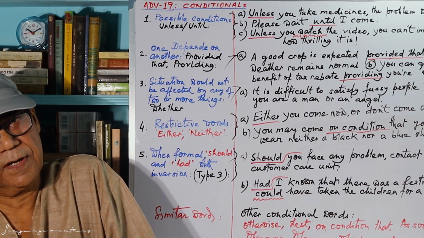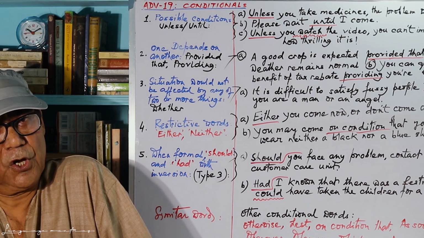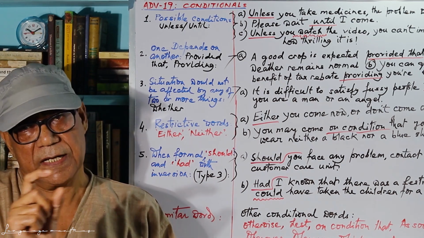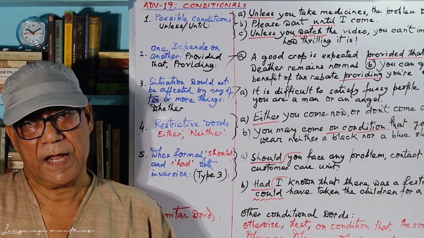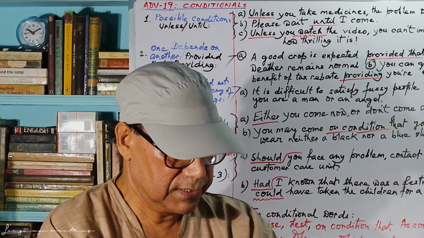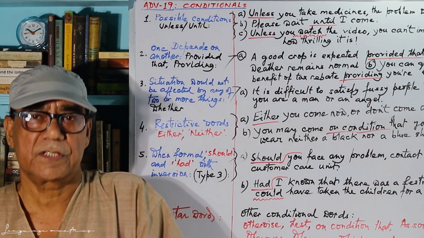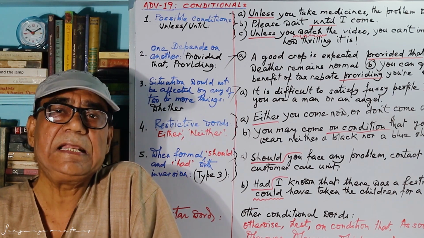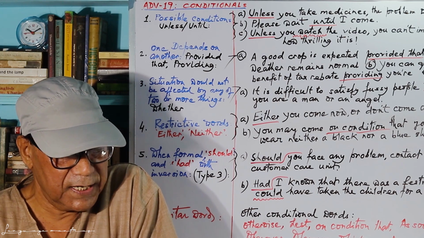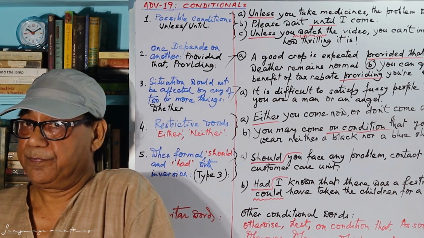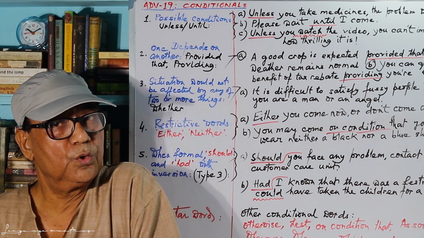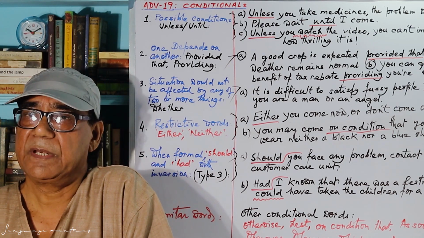I hope you remember our last session, if clause, and we gave 4 items there. Zero type. Zero type actually speaks of something that is very much like a universal truth or some scientific truth or generally accepted truth. You believe in that. So, for example, if you study hard, you do well in the exam. This is a general truth. If you study hard, you do well in the examination.